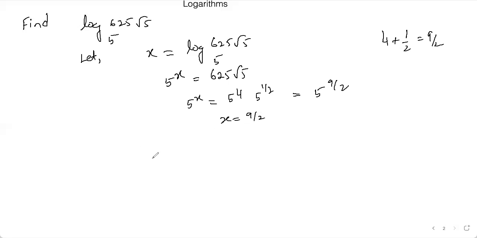So log 625 root 5 to the base 5 is 9 by 2. Okay, so that's it. That's how we are going to solve it.